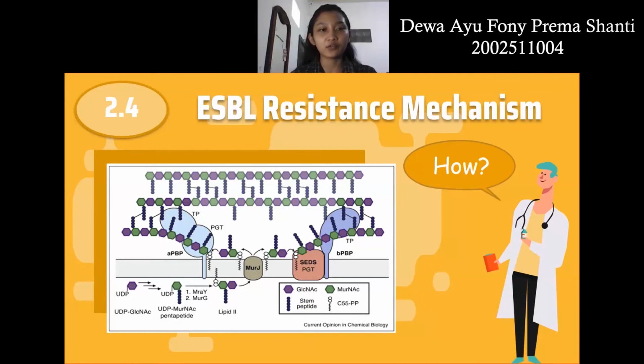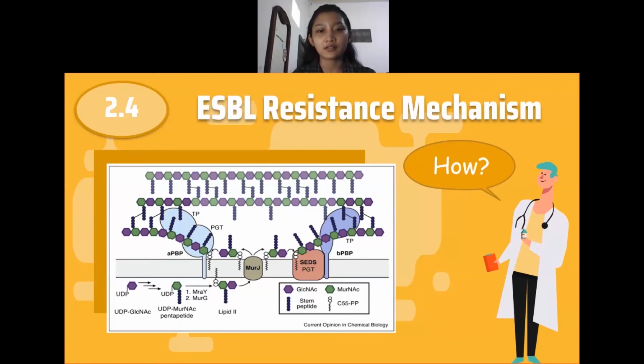My name is Dewa Fony Prema Shanti, and I would like to explain the ESBL resistance mechanism. The beta-lactam ring is an important structure of the antibiotic beta-lactam group. As a result of the beta-lactam ring, antibiotics can inhibit bacterial growth by disrupting the formation of bacterial cell walls. Antibiotics with beta-lactam rings bind the active site of serine in the enzyme involved in forming bacterial walls, called penicillin binding protein or PBP.